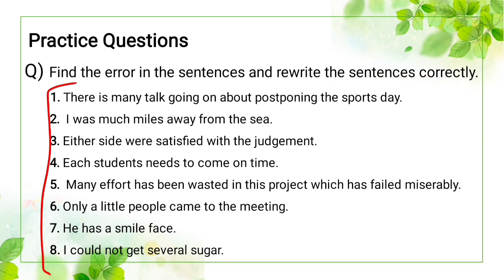The first question is, there is many talk going on about postponing the sports day. Here we can see that the word talk is used as a noun to refer to conversation or discussion. Hence, it is used as an uncountable noun. But many is used to denote countable nouns. So, the use of many with talk, which is an uncountable noun, is the error in the sentence. So, the correct answer for this question would be, there is much talk going on about postponing the sports day.